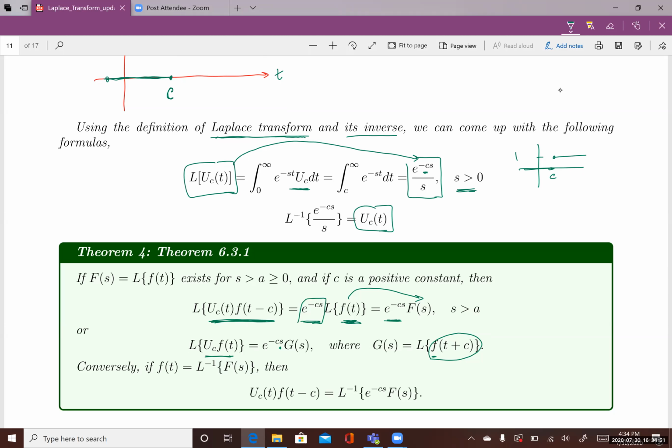And conversely, if you find the inverse of a Laplace transform of the unit functions in this form, if you see a Laplace transform in this form, you know that this is a unit step function. And if it's a step function, then you can use c to determine the step. You can use big F of s to determine the function f of t minus c.